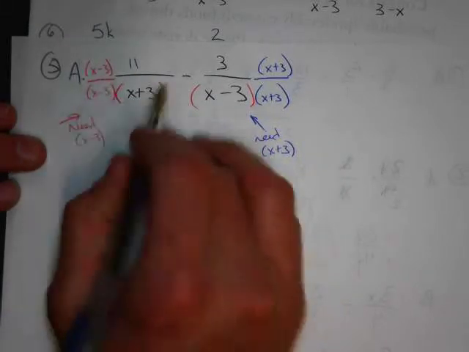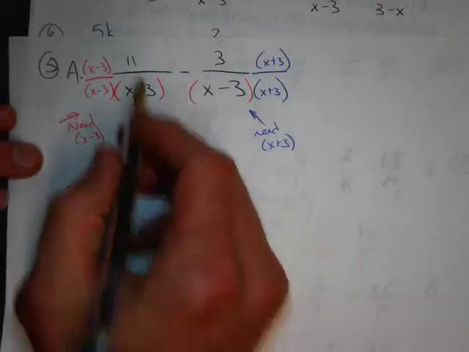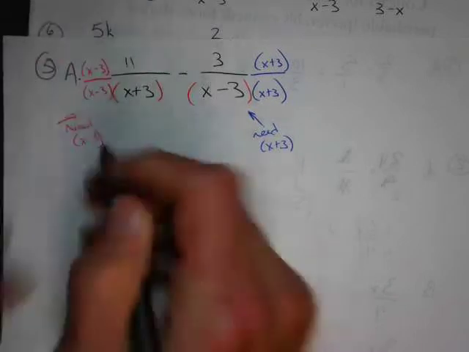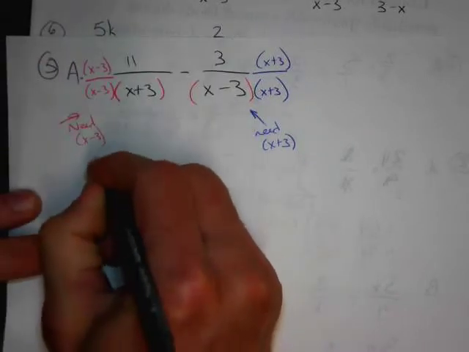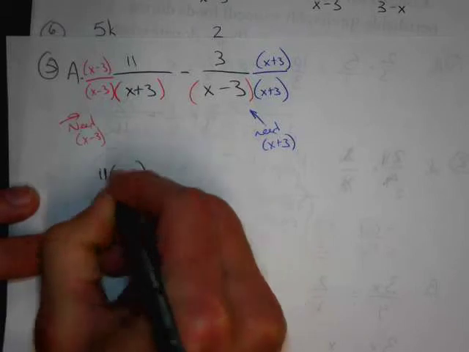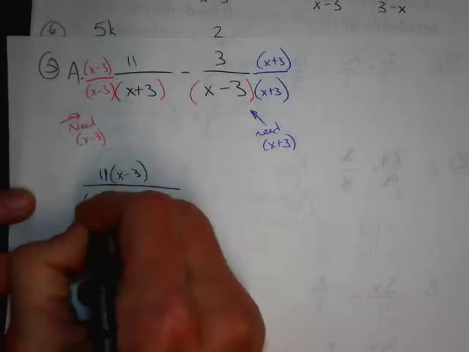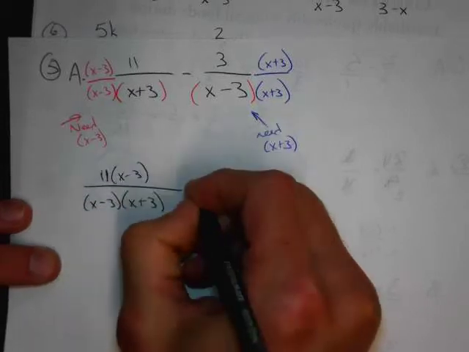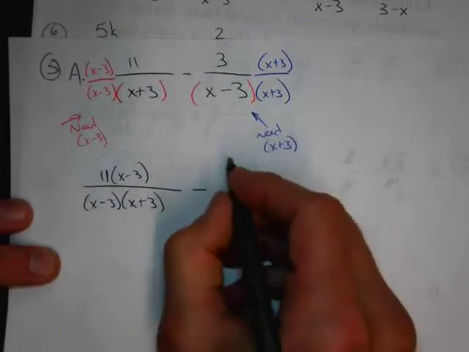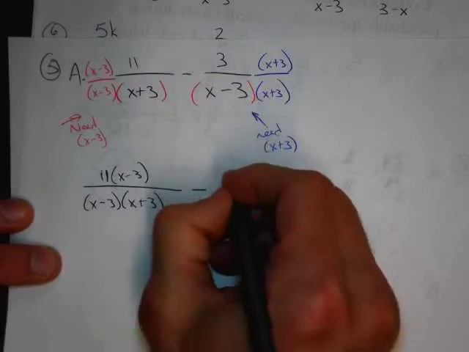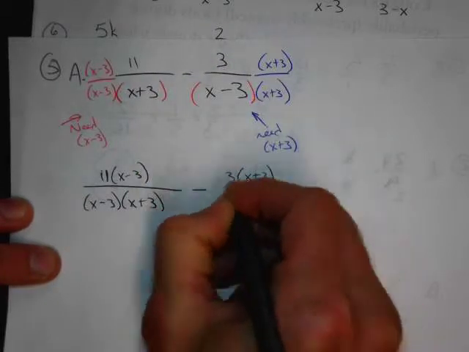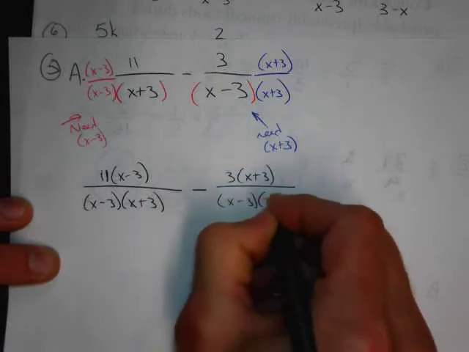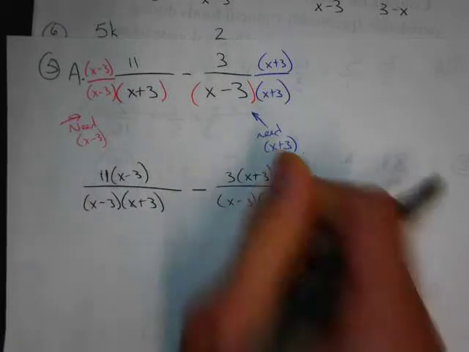So now what we do is simplify our stuff. The first number, now we're going to have 11 times x minus 3 in the numerator, and then in the denominator, x minus 3 times x plus 3. And then we're going to subtract this crazy thing. In the numerator, we have 3 times x plus 3, and that's over this crazy denominator, x minus 3 times x plus 3. So this is what we have gotten to so far.